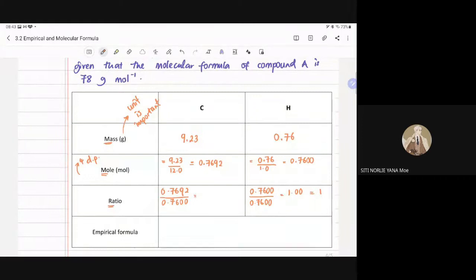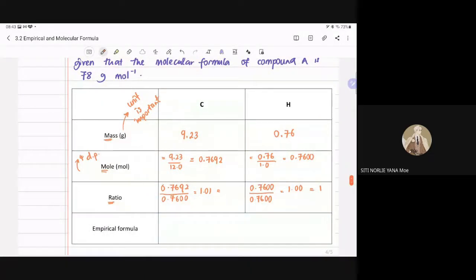Divided by 0.76. You should get 1.01. Okay. Kamu nampak dekat sini pula bila kita kira ratio, kali pertama kita ambil 2 decimal point dulu. Kemudian kita bundarkan to the nearest whole number. Okay, bundarkan kepada nearest whole number. So this would be 1 equals to 1.